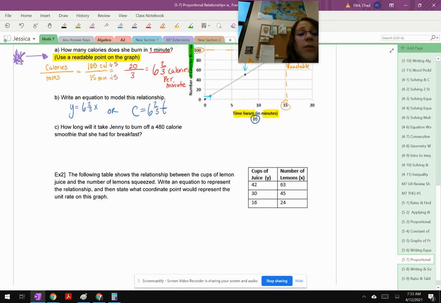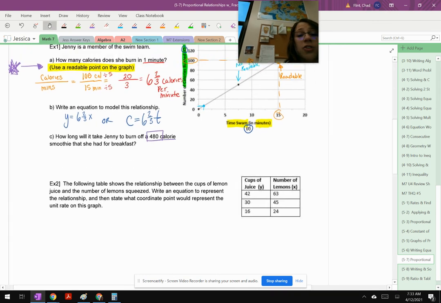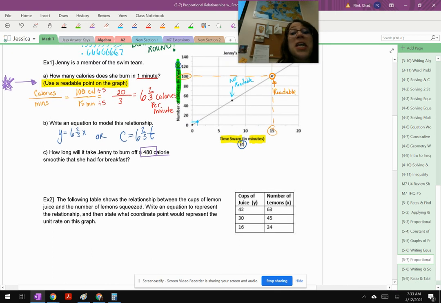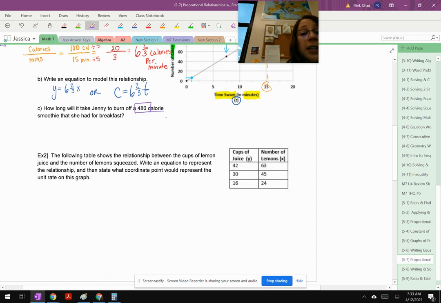Part C. How long will it take Jenny to burn off a 480 calorie smoothie that she had for breakfast? Smoothies! So calories is on the y-axis, or the C if you have the variable switched. So I'm going to plug that 480 into C or into y, whichever one you want to use. 6 2/3 times x. So I need to divide both sides by the 6 2/3, which I'm actually just going to quickly turn that back into 20/3.